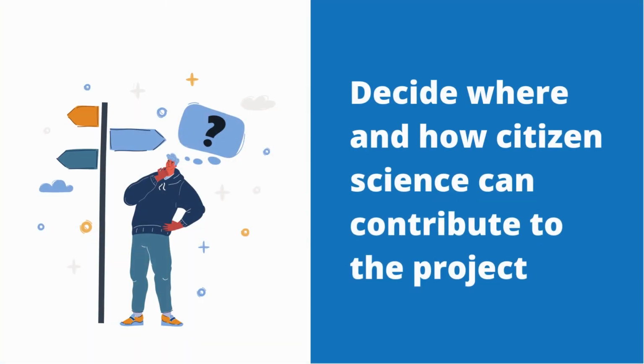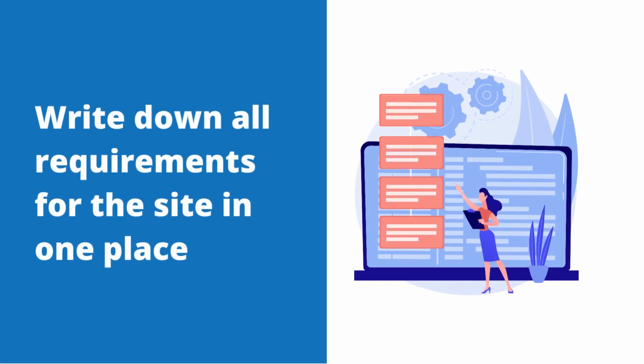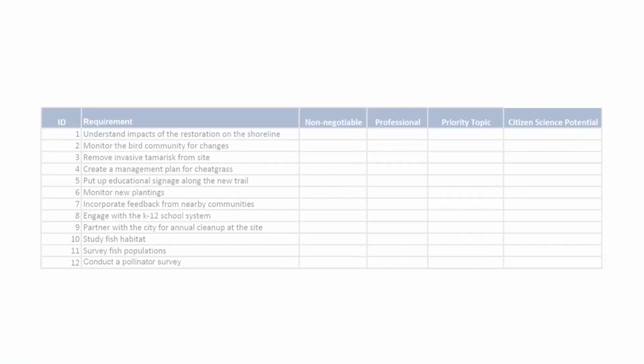By this point in your project, you've talked with potential partners and stakeholders about their goals and priorities, and you've probably held meetings with your own agency to discuss legal requirements for the site. Now it's time to decide where and how citizen science can contribute to the project. If you haven't already, write down all the significant requirements for the restoration site in one place.